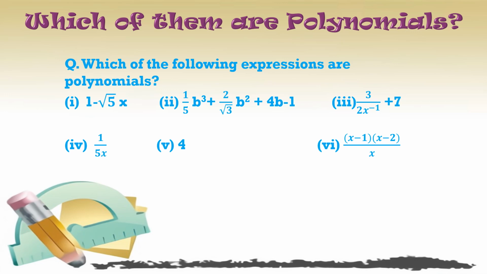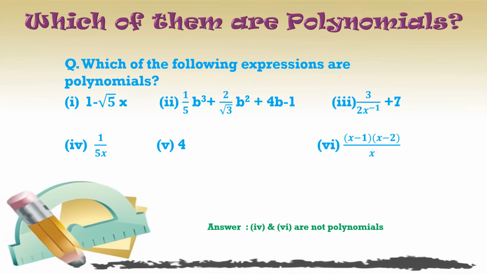1 minus root 5x. Second is b^3 over 5 plus 2 by root 3 b^2 plus 4b minus 1. Third is 3 over 2 x^(-1) plus 7. Fourth is 1 over 5x. Fifth is 4. And sixth is (x minus 1)(x minus 2) over x. So which do you think? Which are the polynomials?